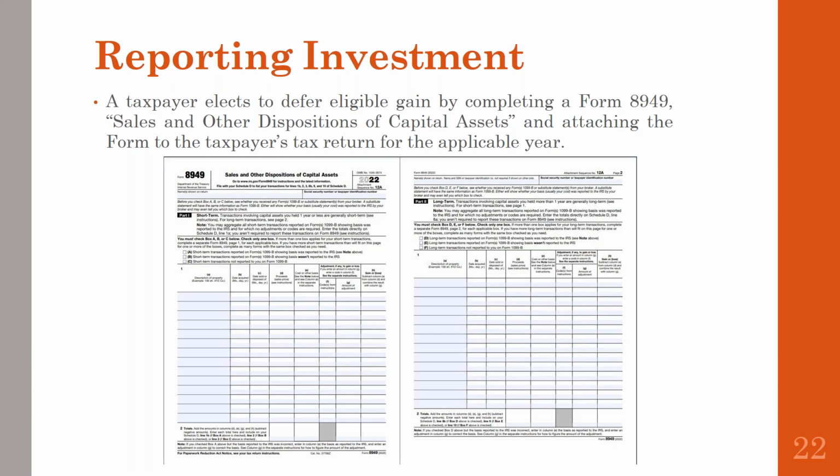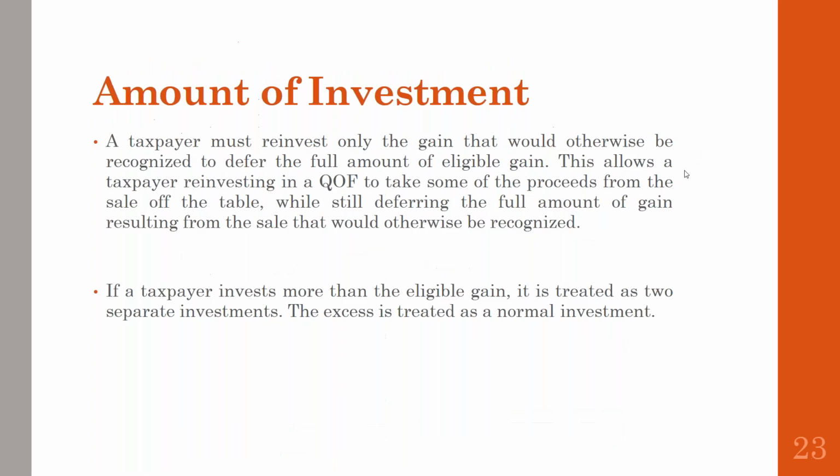When you are reporting the investment, what you've got here is the form 8949. We just provided you the sample. You complete the 8949 and attach it to your tax return for the applicable year, and that is how you report the investment. So this is the reporting from the taxpayer standpoint. With respect to the Qualified Opportunity Fund itself, the fund also has to file and qualify. And there are some reporting requirements for that, which we will get to in a few minutes.